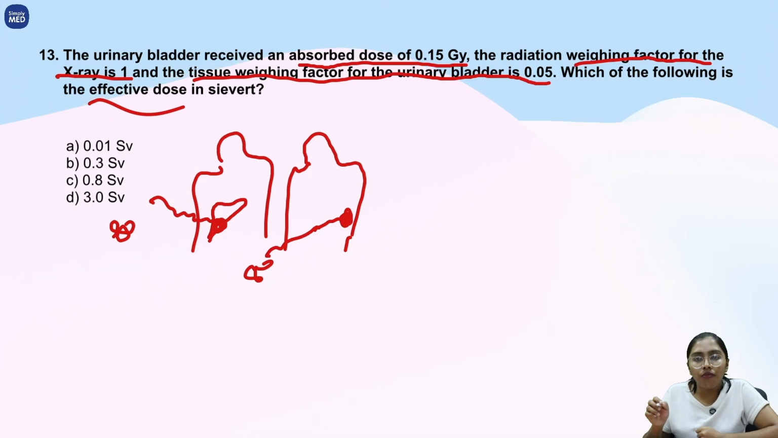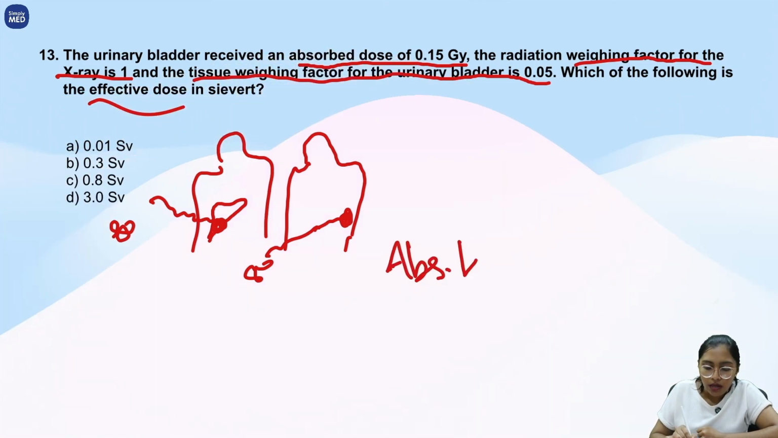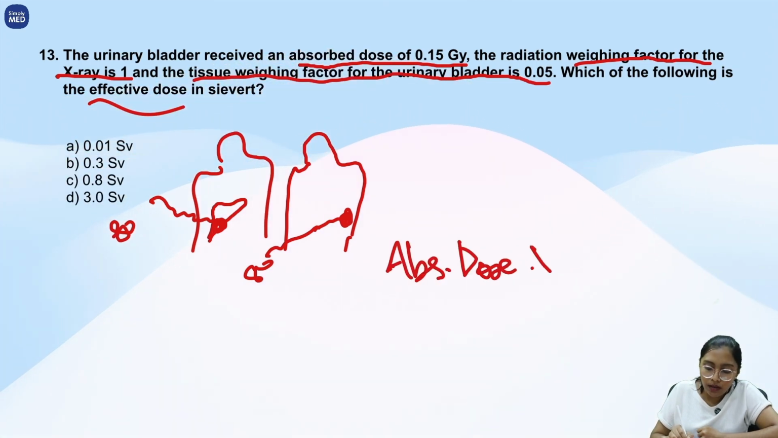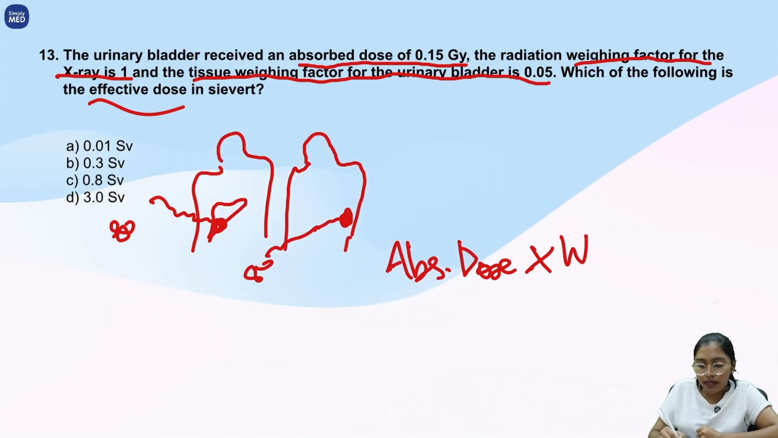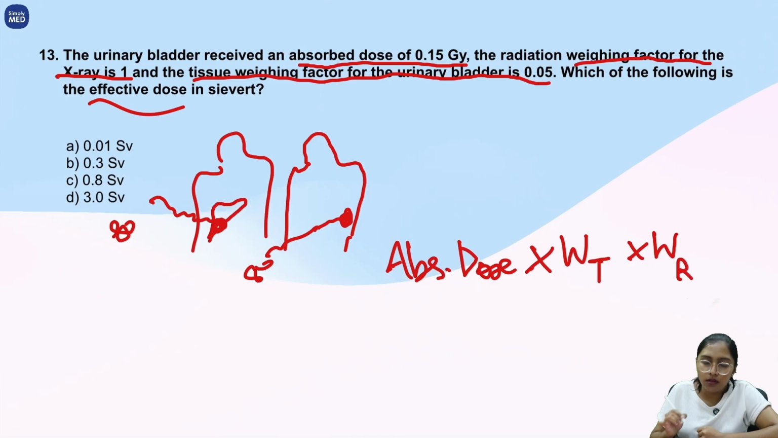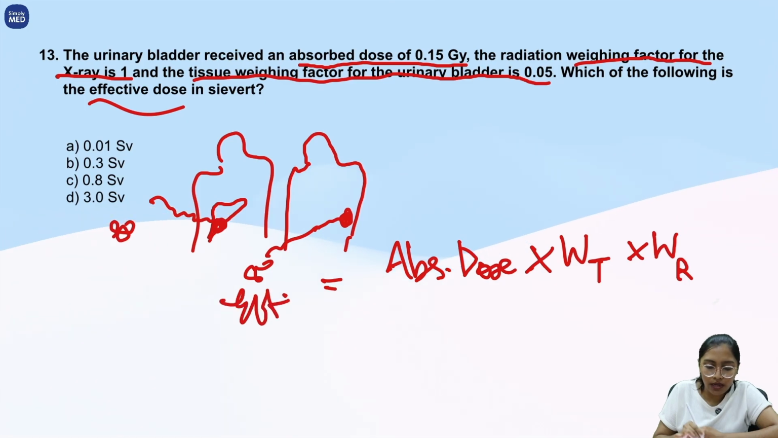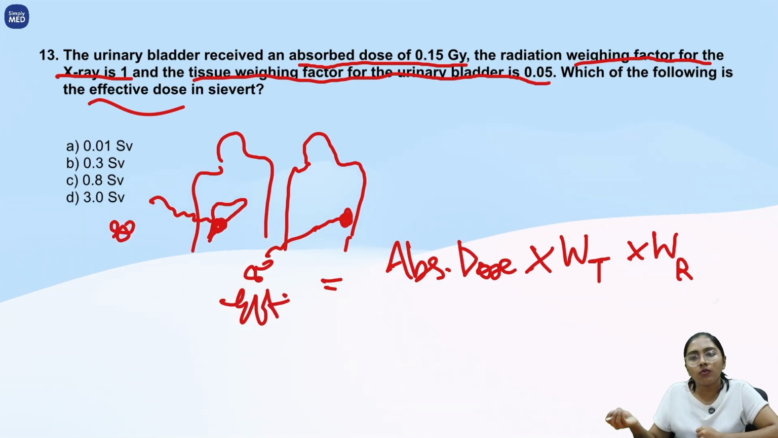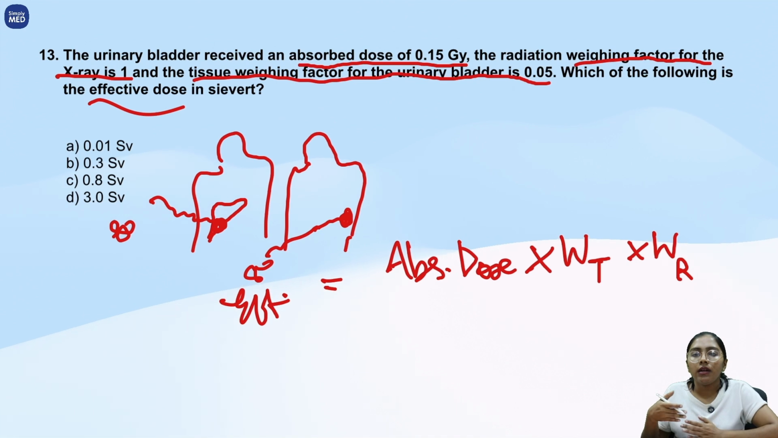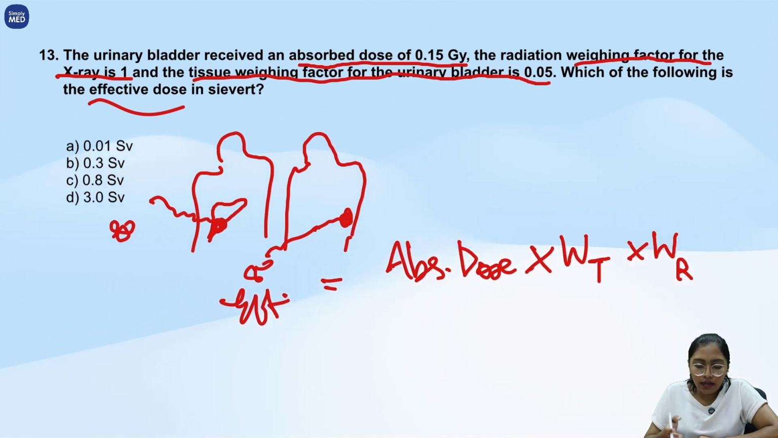So to know the effect, we should know how much energy is deposited, which tissue is getting exposed, and also which radiation I'm using. If I have all these quantities, I get the effective dose. Effective dose tells us how much effect or what risk I can get from this.